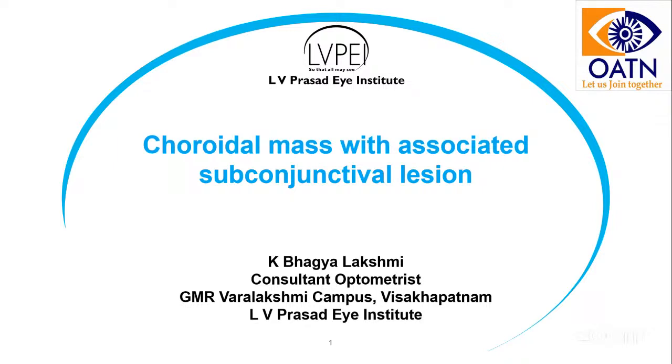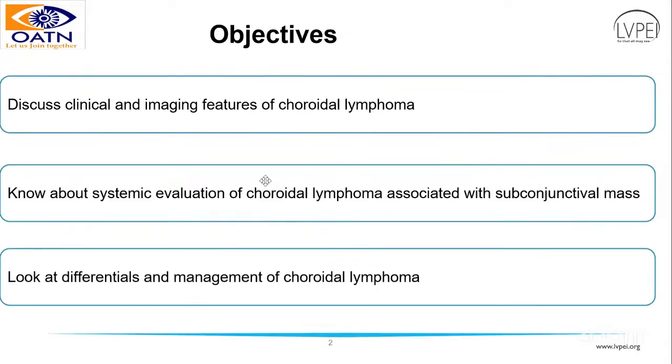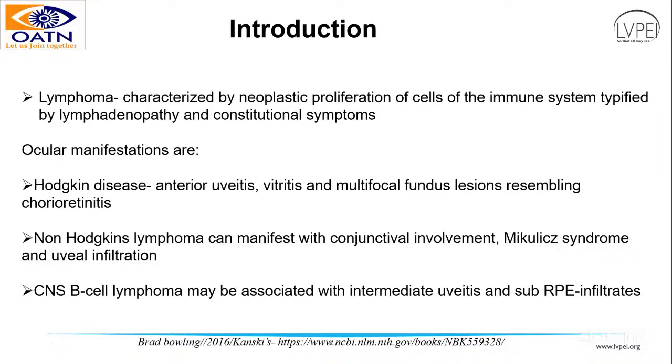Now, I'm going to discuss with you all a choroidal mass with an associated subconjunctival lesion. The objectives are to discuss the clinical and imaging features of choroidal lymphoma, the evaluation of choroidal lymphoma through systemic features also, and to look at the differential diagnosis and management of choroidal lymphoma. Coming to the introduction, lymphoma is characterized by neoplastic proliferation of the immune system.